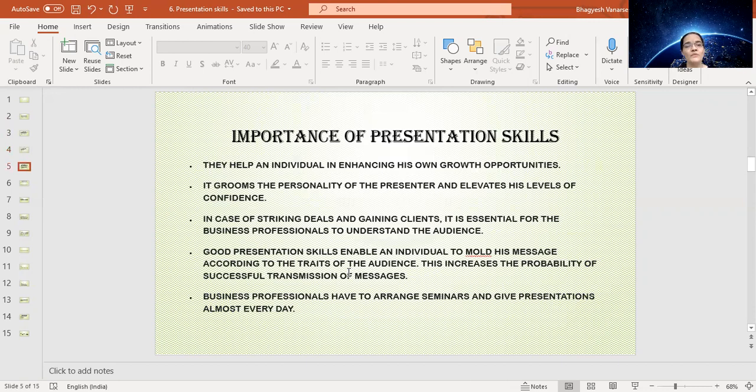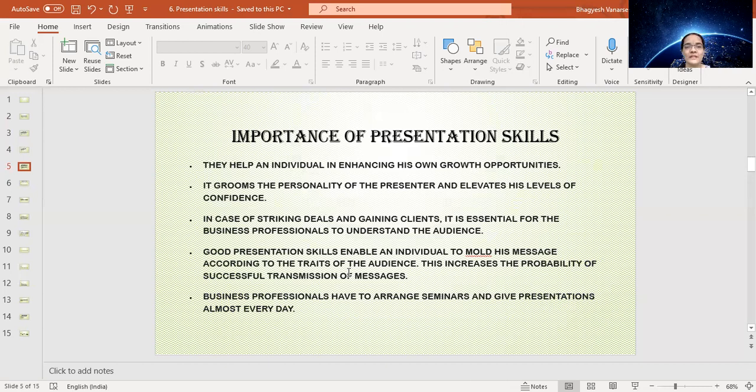So, importance of presentation skills. When we say presentation skills, it helps an individual in enhancing his own growth opportunities. Presentation helps to make the picture clear. It grooms the personality of the presenter and elevates his levels of confidence.